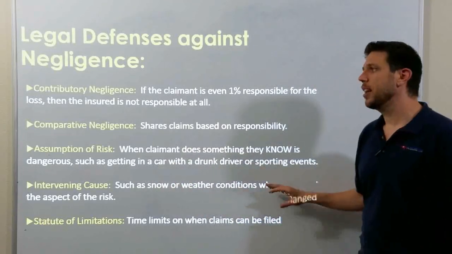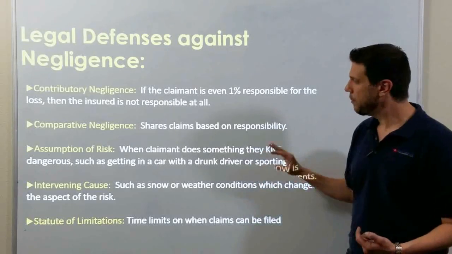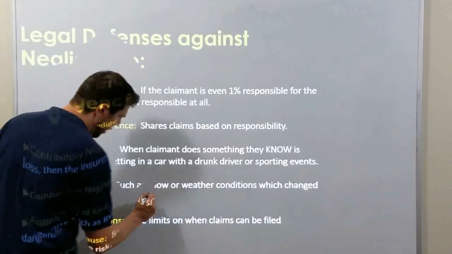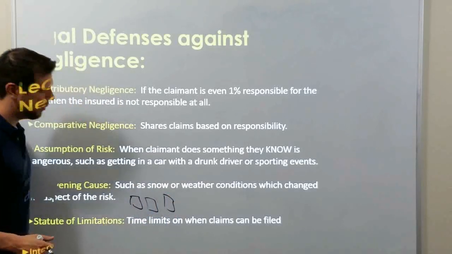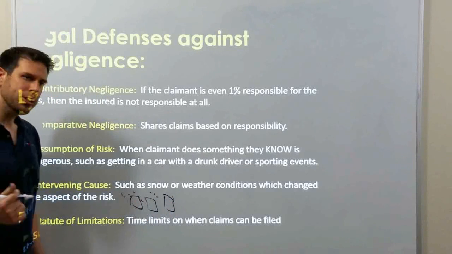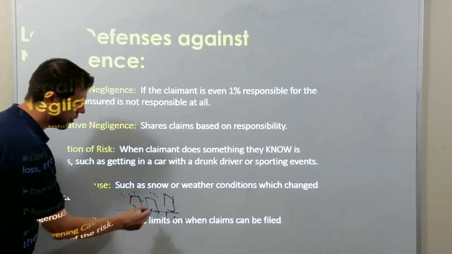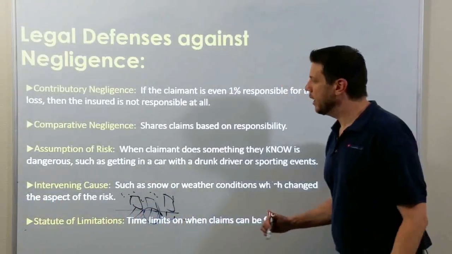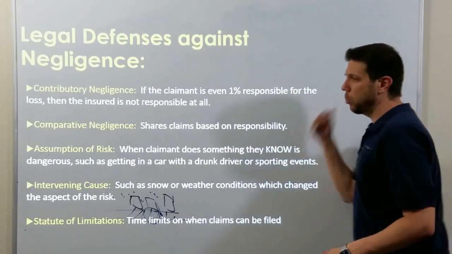Intervening cause is another defense you can try to use if somebody accuses you of being negligent. Let's say that you have a house and it starts snowing. You're supposed to clean off your walkway to your house. So you wake up at 5 a.m. and you shovel your sidewalk. Then you go to work.